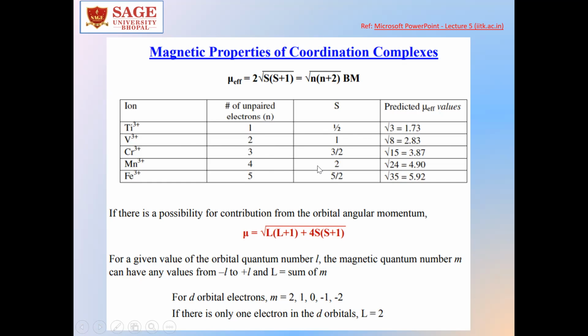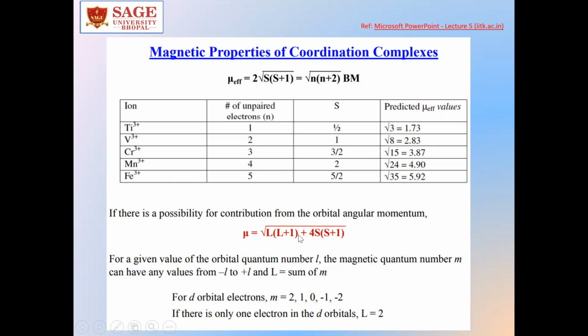For manganese 3 plus, the number of unpaired electrons is 4 and the total spin is 2. So the predicted mu effective value would be root over 24, that is 4.90 Bohr magneton. For iron 3 plus, the number of unpaired electrons is 5, S is 5 by 2, and the predicted mu effective value would be root over 35, equal to 5.92.